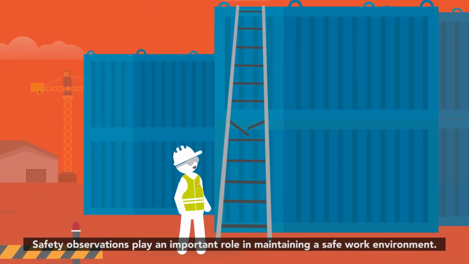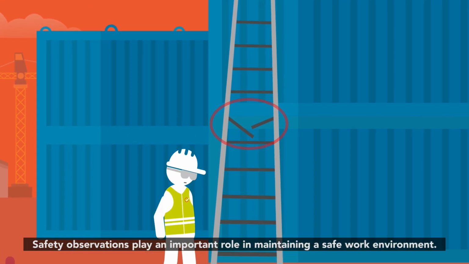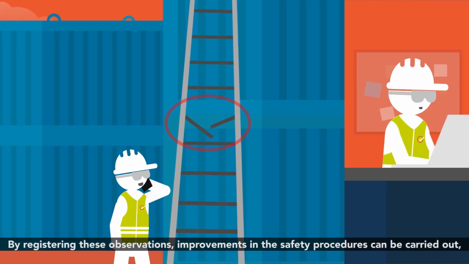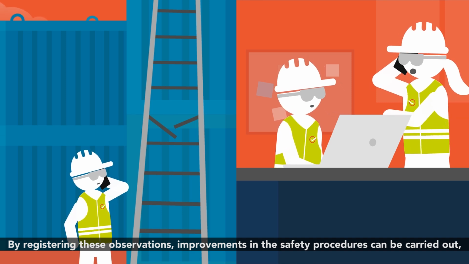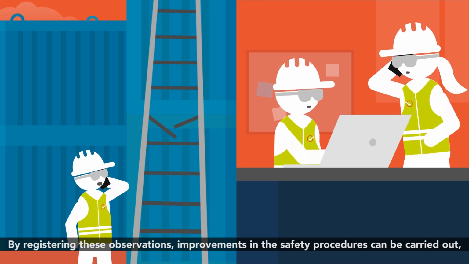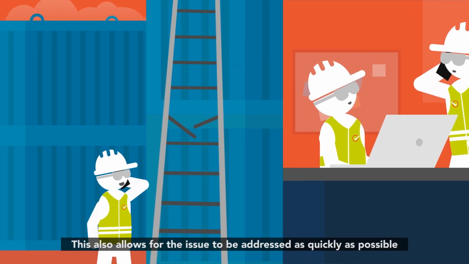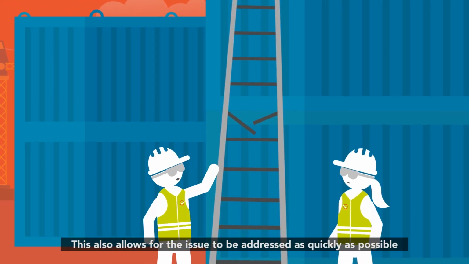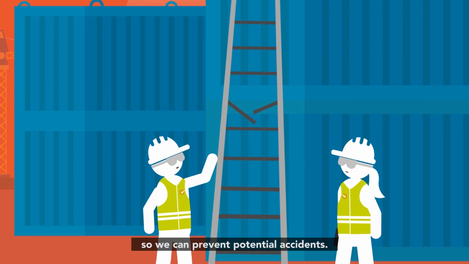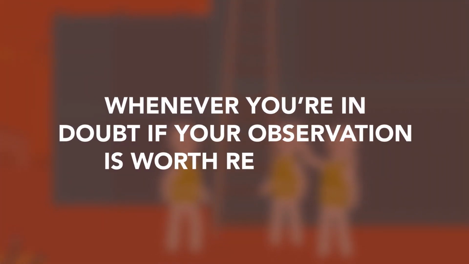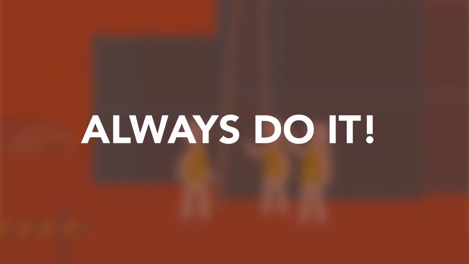Safety observations play an important role in maintaining a safe work environment. By registering these observations, improvements in the safety procedures can be carried out, ensuring safety of everyone working on site. This also allows for the issue to be addressed as quickly as possible, so we can prevent potential accidents. Whenever you're in doubt if your observation is worth reporting, always do it.